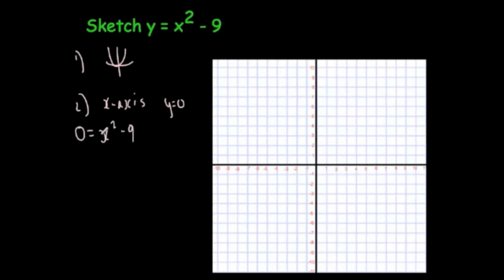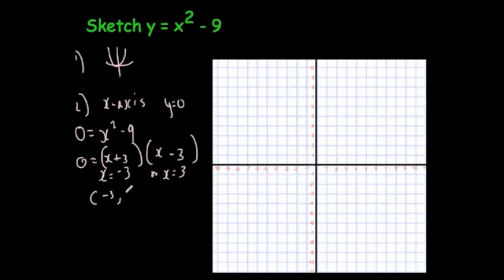Whenever you factorize that, it's going to be a difference between two squares. There's x squared and 9, both squared, so it's a difference between two squares. So you're going to get x plus 3 and x minus 3. That means you're going to get x equals minus 3 or x equals 3. So the coordinates will be minus 3, 0 and 3, 0.